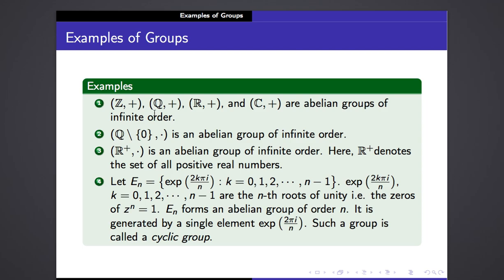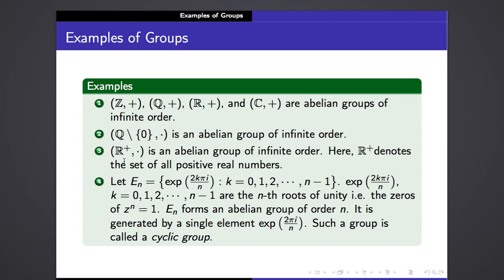Okay, next example, the set of all rational numbers. This notation is a set minus, okay? So the zero is excluded. What that means is Q minus this singleton set having only zero, the set of all rational numbers with zero excluded, with multiplication is an abelian group of, again, infinite order.